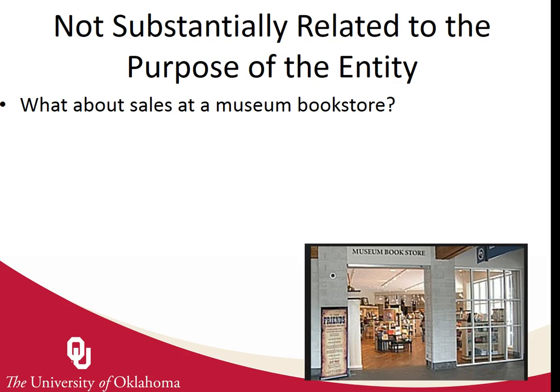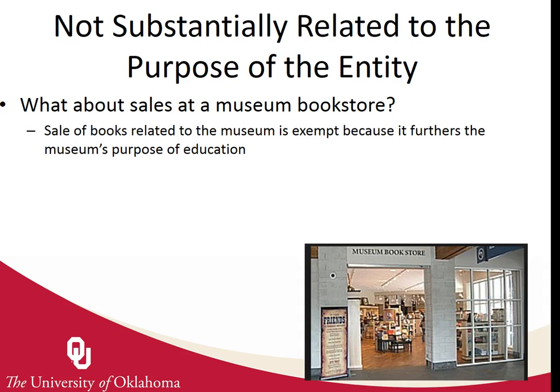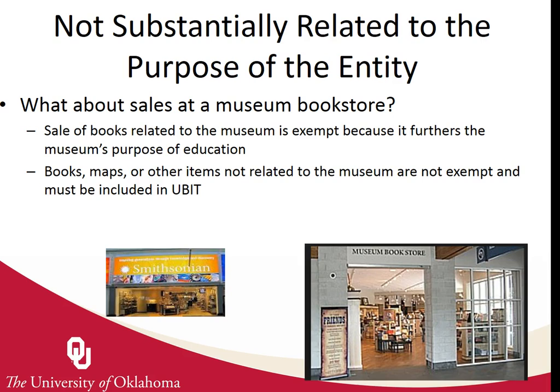Let's look at something like the sales of a museum bookstore. Museums are 501(c)(3) operations. They're educational. And so if they are selling books related to the museum, then the sale of those books is exempt because it furthers the museum's purpose of education. However, if at the same time they're selling maps, books unrelated to the museum, biographies, tchotchkes, things like that that are not directly related but raise money for the museum, then the sale of those items must be included as UBIT.